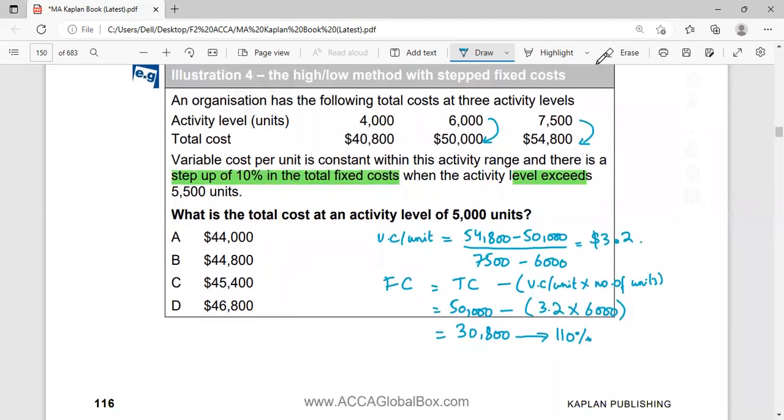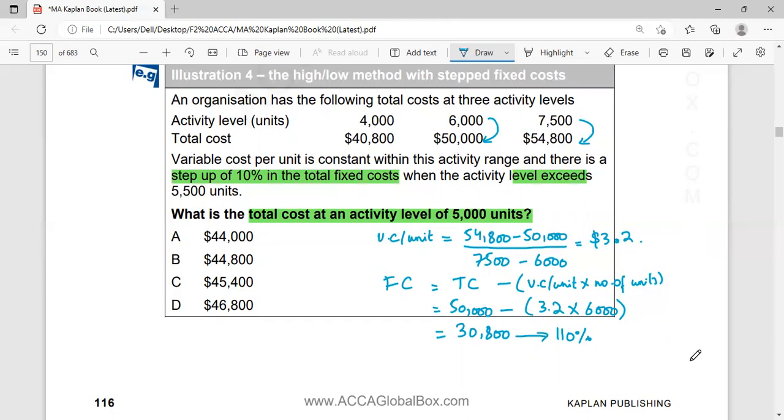Now the requirement of the question is to calculate total cost at an activity level of 5,000 units. My question to you is, is there a step up of 10% in the activity level of 5,000 units? No, because the step up comes after 5,500 units. So for the calculation of 5,000 units, I have to take the fixed cost which does not include the effect of step up.